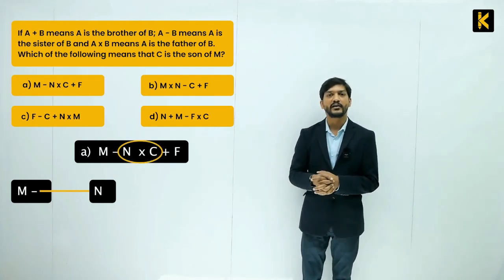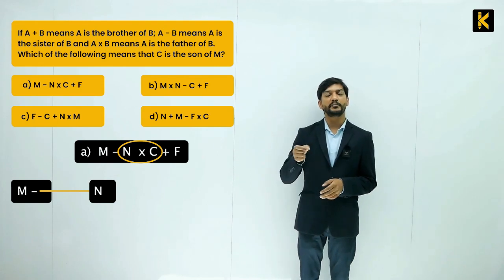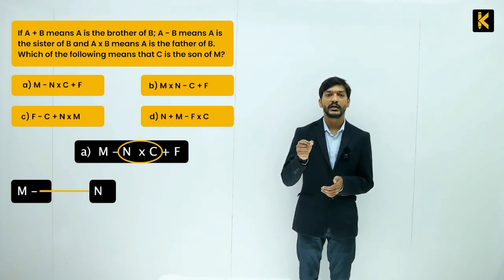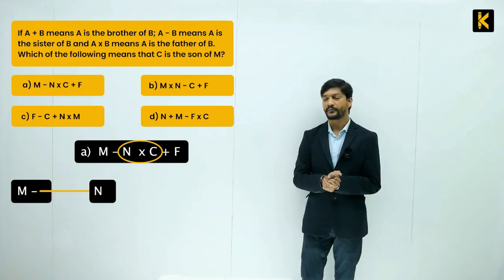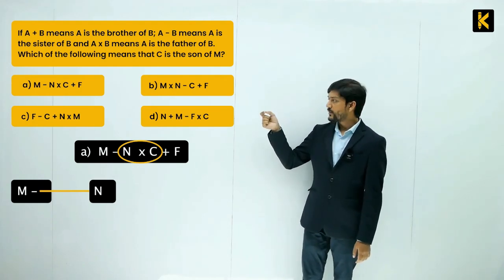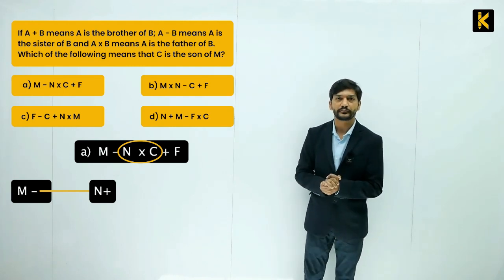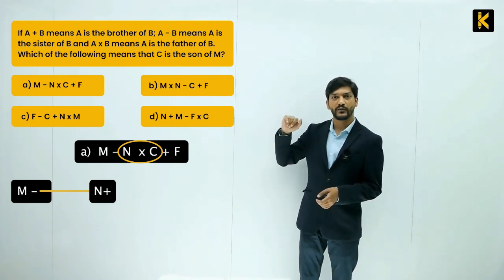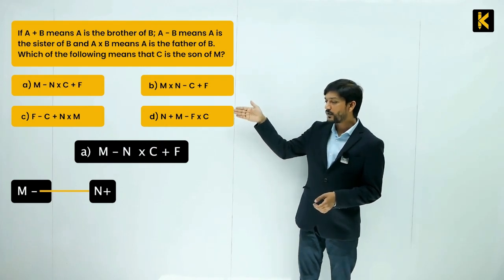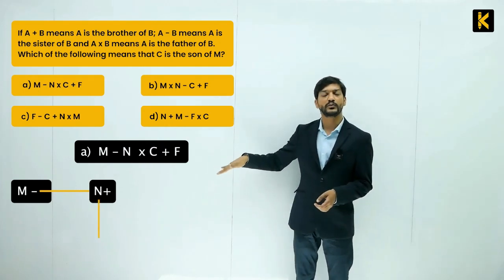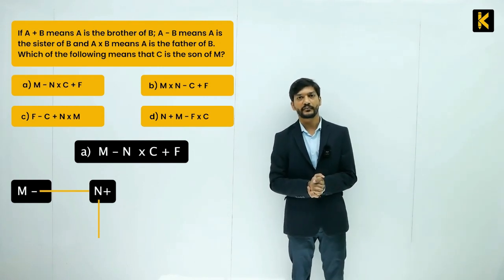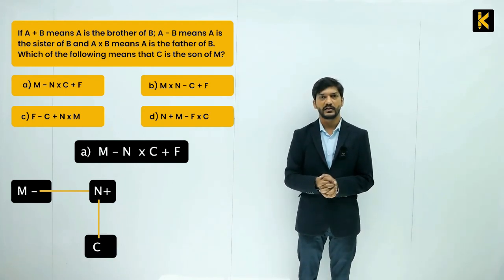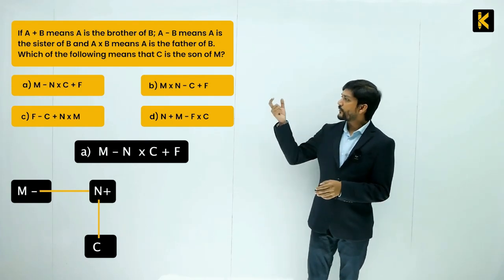The next part is N cross C. If A cross B means A is the father of B, then N cross C means N is the father of C. So N is the father, and N should be a plus sign because he is male. Father means one generation above, so C will be one generation below N. Let me show C. Perfect. Now, what is the next part of option A?